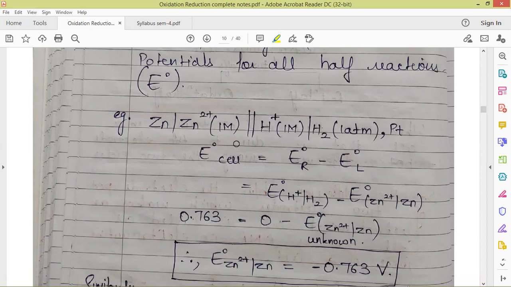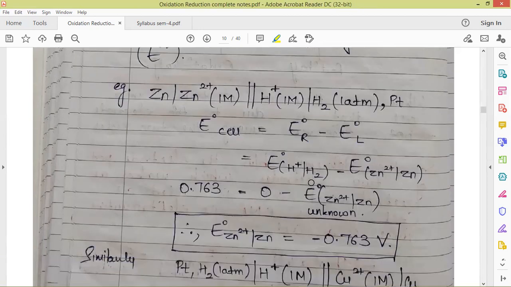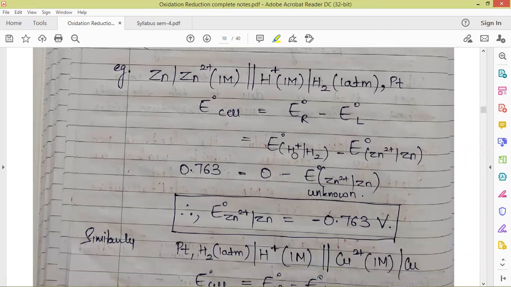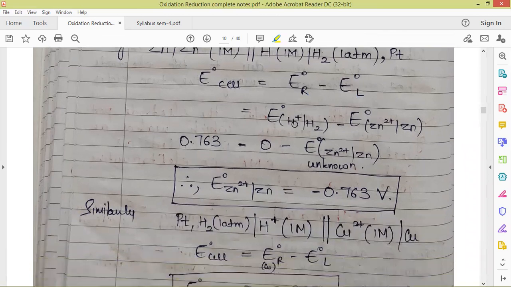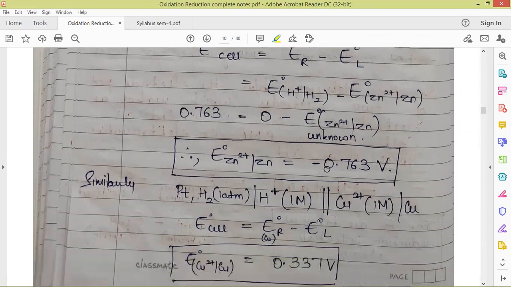For this type of cell, E naught cell, that is the EMF for the complete cell, can be calculated as E naught right minus E naught left. Here, on the right side it is the cathode, and on the left side it is the anode. Reduction minus oxidation. So this is how it is written. For hydrogen it is 0 minus that for zinc, and overall we can measure it. For zinc it comes out to be minus 0.763. So the reduction potential for zinc is minus 0.763.